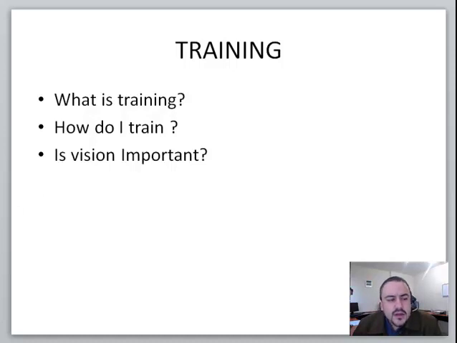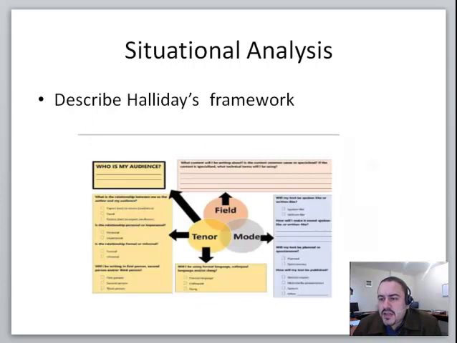All right. So let's get into the technical part of this. Here in this section, when you prepare your screencast, I want you to go deep into what do we mean by tenor, what do we mean by field and mode.